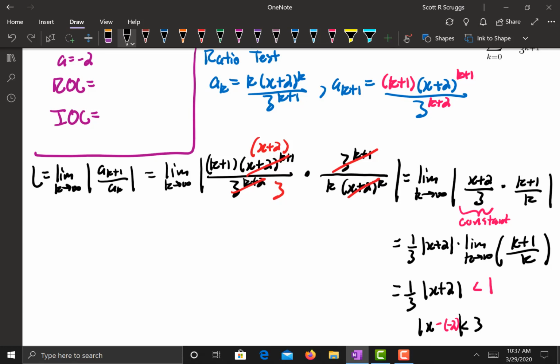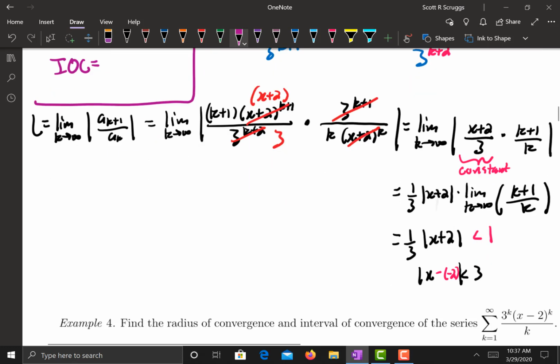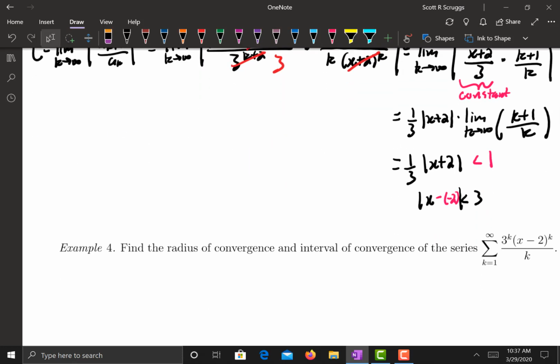That tells me that the absolute value of x minus the center of my power series is less than some positive constant, which tells me that my radius of convergence r is 3. Let's go ahead and figure out what our interval will look like.